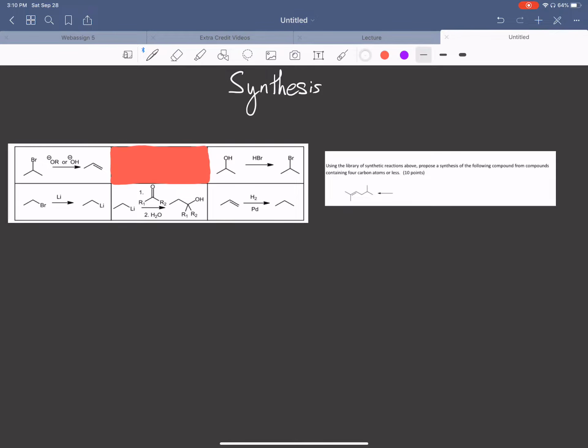And so I have two pictures here. On the left is called a synthesis toolbox, and on the right is an example synthesis question. The synthesis toolbox is just a bunch of basic reactions that they may give you to use for synthesis questions. That doesn't mean that any of these reactions must be used in your synthesis, but they can help you.